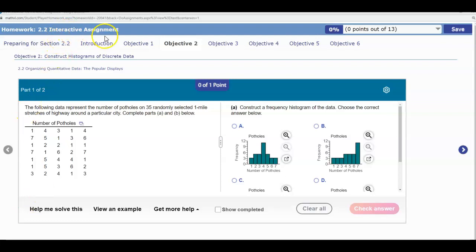Section 2.2 Interactive Assignment Objective 2. The following data represent the number of potholes on 35 randomly selected 1-mile stretches of highway around a particular city. We're going to complete parts A and B. First, part A, construct a frequency histogram of the data.